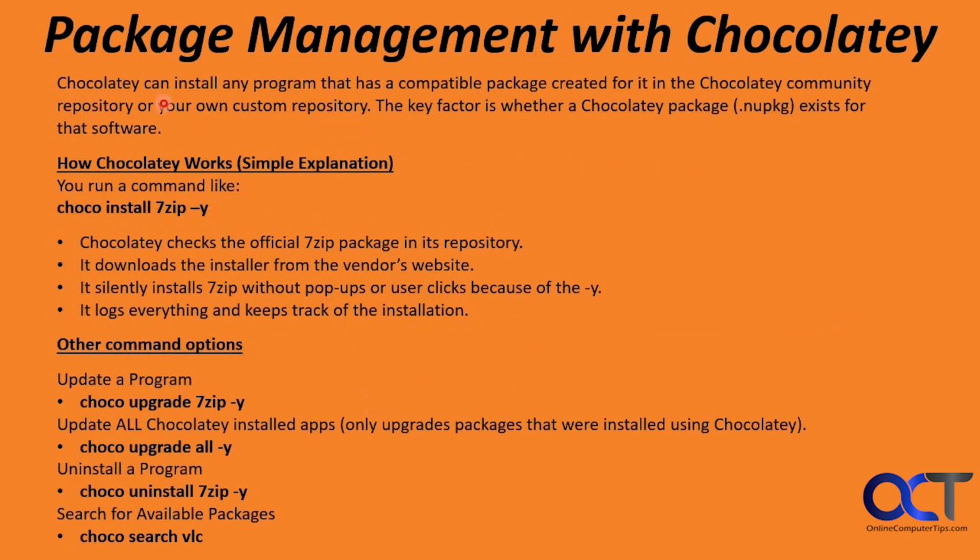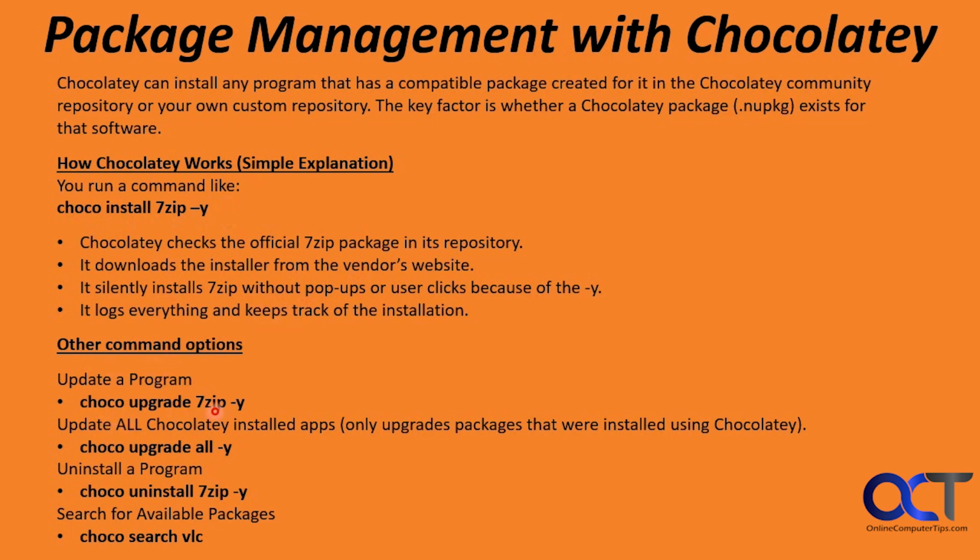All right, so Chocolatey can install any program that has a compatible package created for it in the Chocolatey community repository or your own custom repository. So we'll show you the website for the community here. So the key factor is whether a Chocolatey package exists for the software. All right, so you just run a simple command like choco install 7-zip -y. So the -y lets it install silently and says yes to all the prompts, so you don't have to do it yourself. So it will download the installer from the vendor's website, silently install it, log everything, and keep track of the installation.